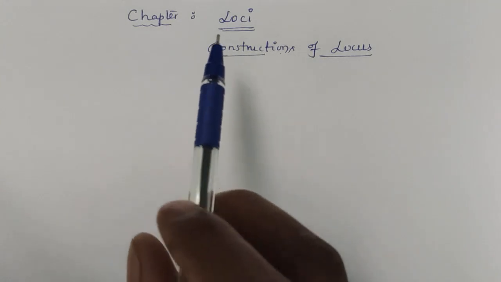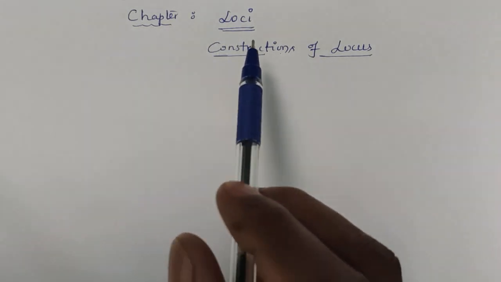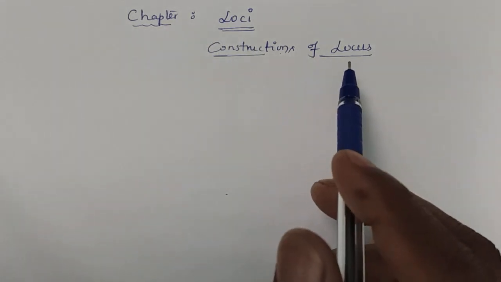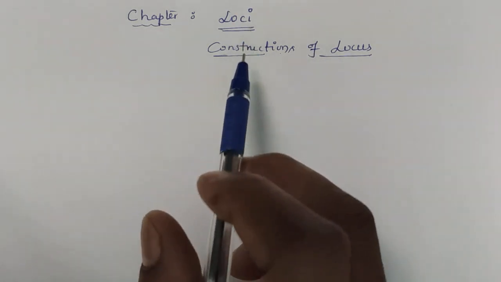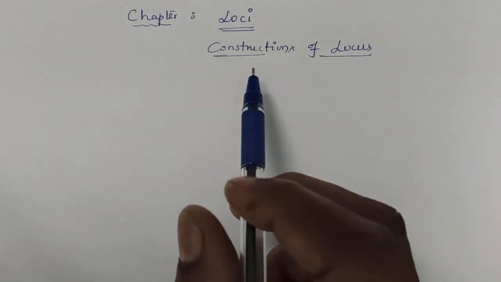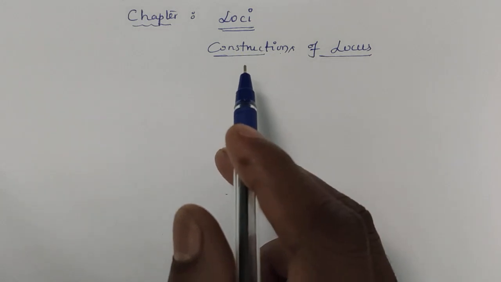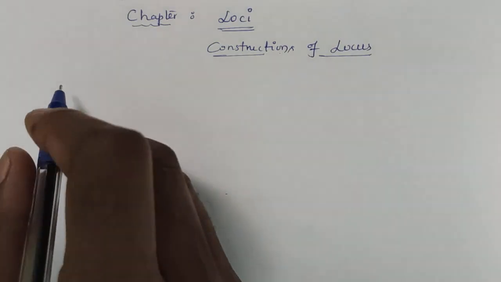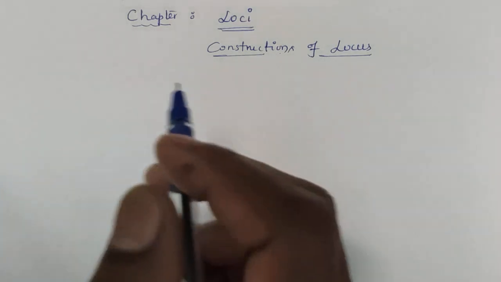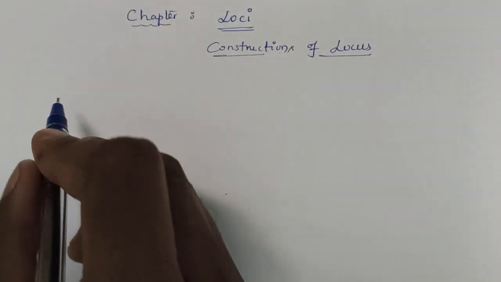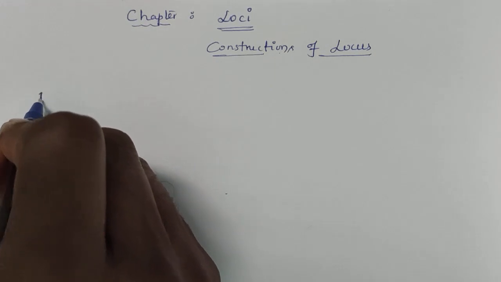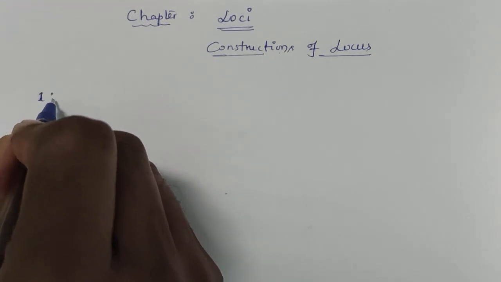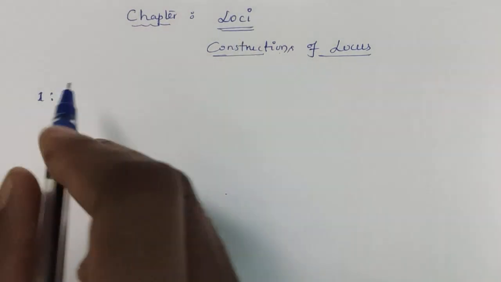My name is Vishwanath. Today's chapter is loci, in that the construction of locus. This chapter is completely construction oriented. Before going to a few more example problems, let us have a glance at those four important conditions that we often follow in this chapter. So remember what you studied in the last class under the loci chapter.